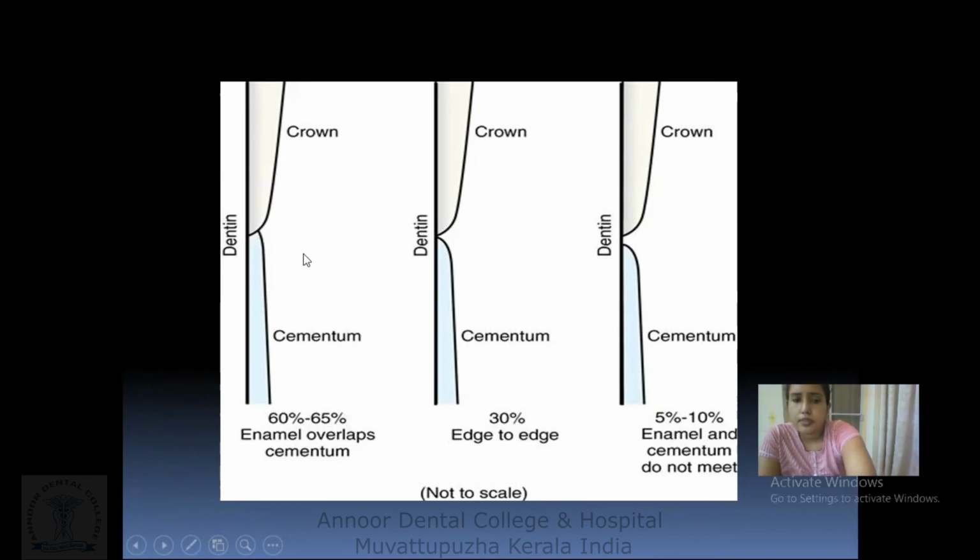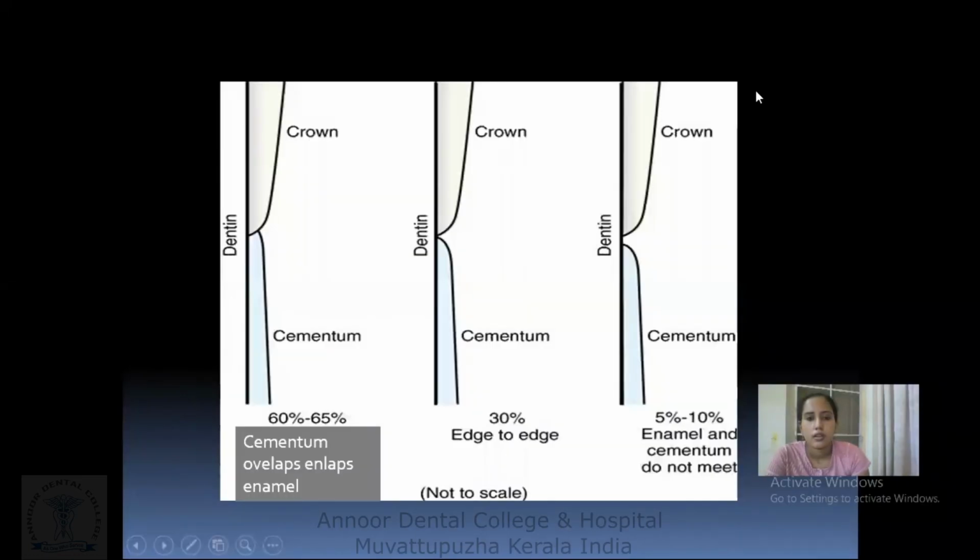You can see here, in 60 to 65% of the cases, the cementum overlaps the enamel, and in 30% of the cases, we can see that it is edge to edge. The enamel and cementum are edge to edge, and in 5 to 10% of cases, we can see that there is a gap. The enamel and the cementum do not meet.